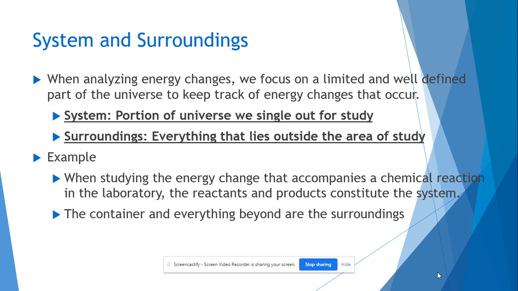These are bolded and underlined because I would add these to your notes. An example of a system would be if we were studying a chemical reaction, it would be the reactants and the products that are part of that chemical reaction. Everything outside of that, such as the container that holds those chemicals, the temperature in the room, those are all considered surroundings.